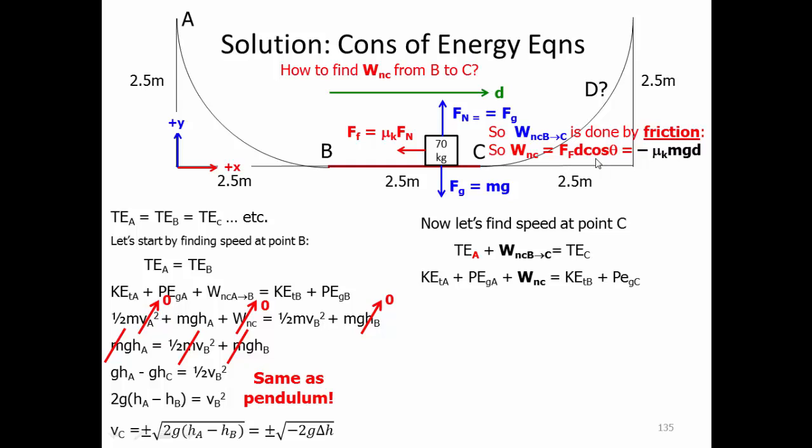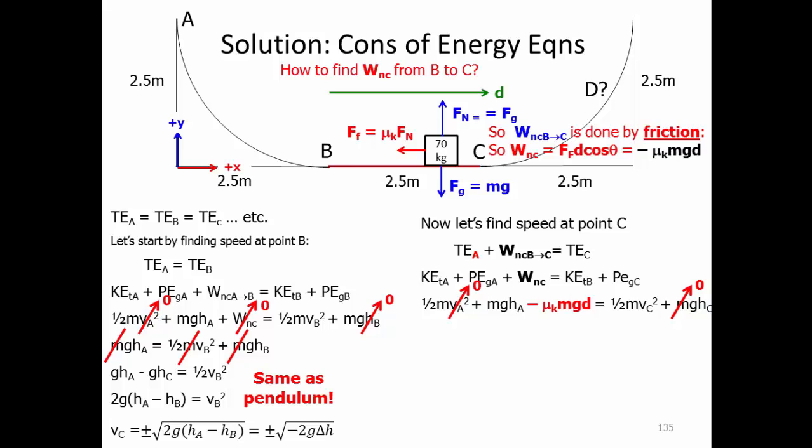And so the force due to friction is, remember, cosine of theta would be a 180-degree angle here. That's where our negative sign comes from. Our mu comes from mu times Fn, and Fn is just m times g, so we get negative mu_k mg times d. We can plug that into our equation.